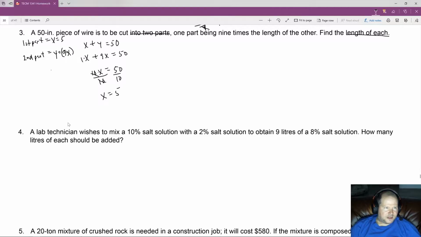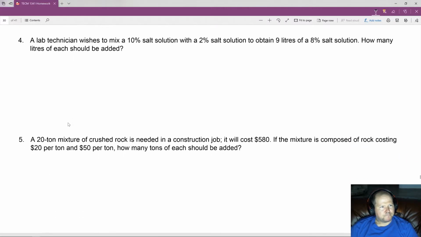So we know the first one must be 5, and 9 times 5 for the second one is 45. So we know the first piece is 5, and the second piece is 45. And if we add 5 to 45, we get 50, which is the original, so it works out.